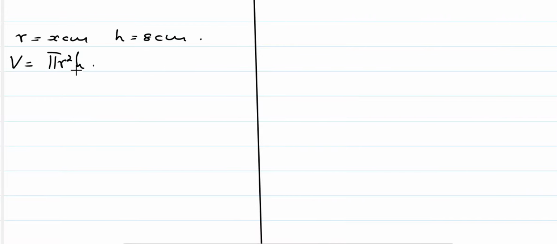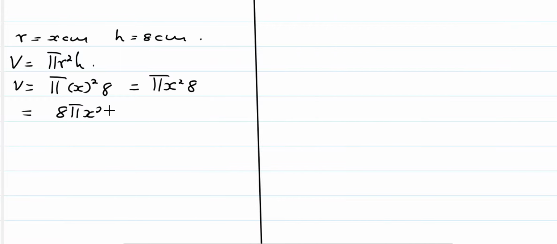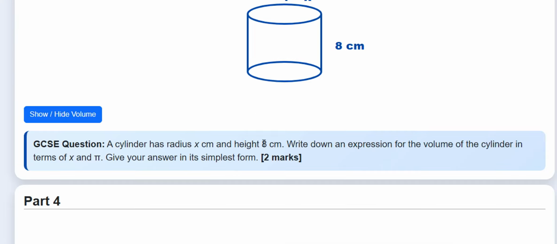We are told to give the answer in terms of pi and x. So from there we can say volume is given by pi multiplied by r squared, but we know r is x, because we are given here the radius is x, but now squared, then multiplied by height, which is 8. So now, if you open the brackets, it will be pi x squared, then multiplied by 8. So basically it will be 8 pi x squared centimeter cubed, and that becomes the simplified form of the volume.